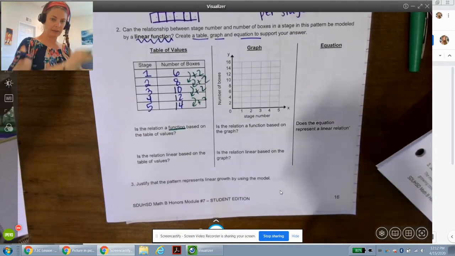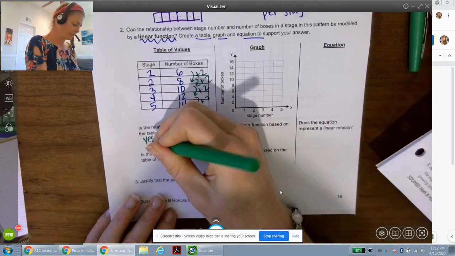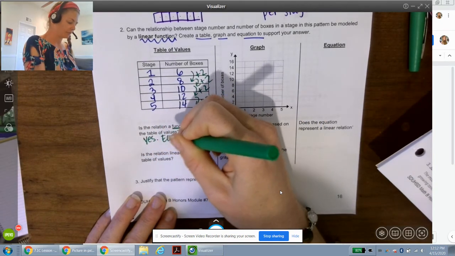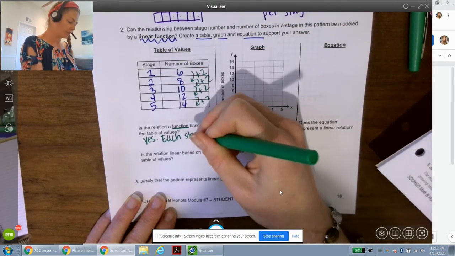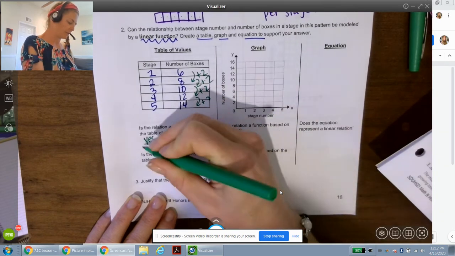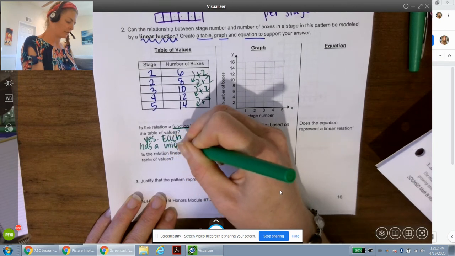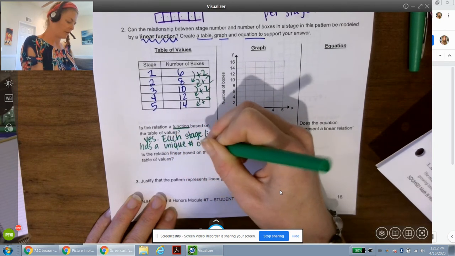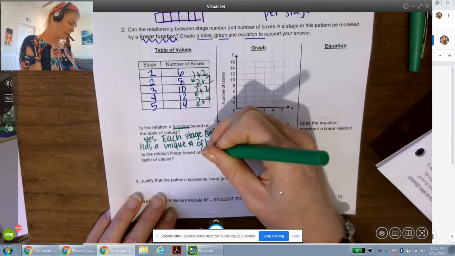So, is this a function? Yes. Each input, or stage number, has a unique number of, I guess we're calling them boxes. I was calling them blocks a second ago. Output.